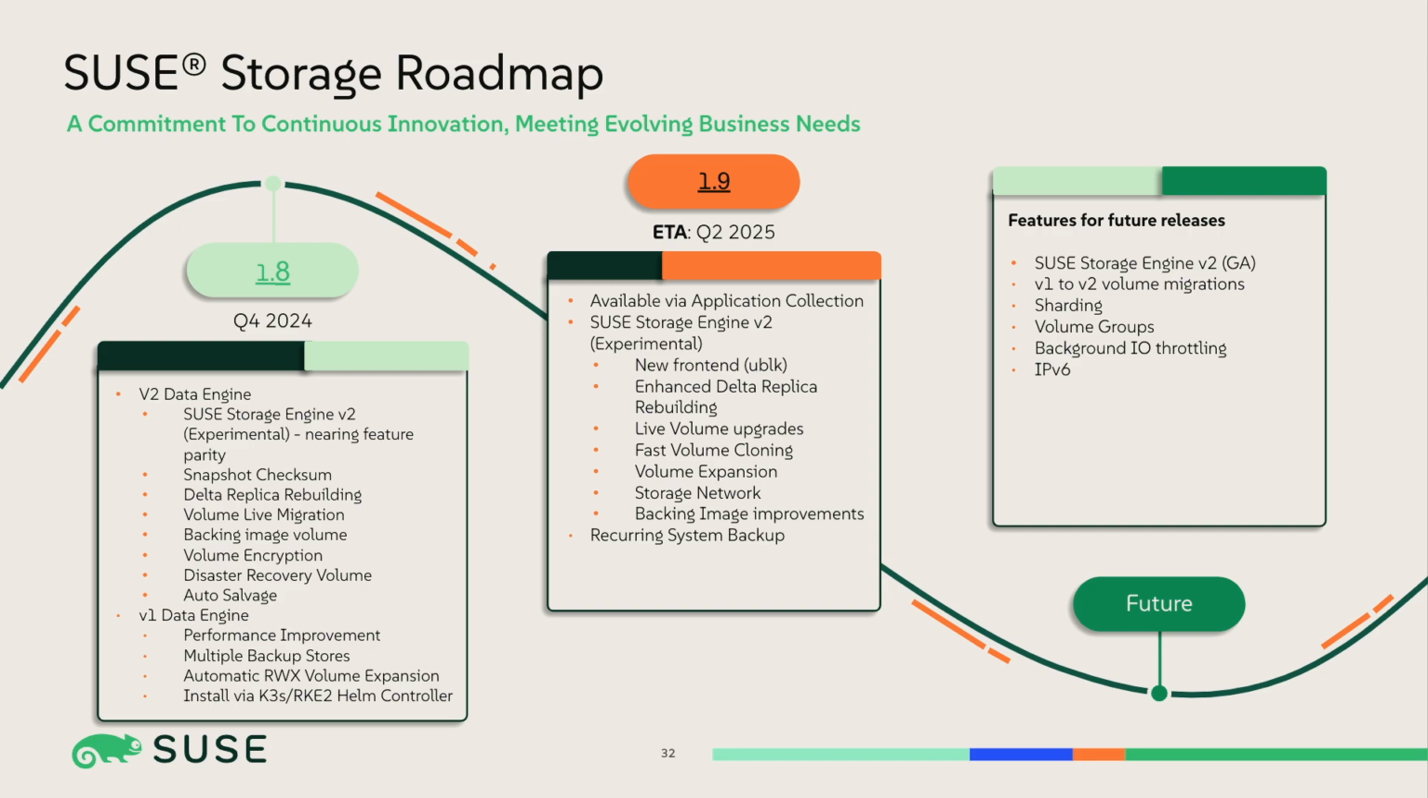Top thing there, available via application collection, so AppCo is kind of colloquial, we call it internally. You'll have seen presentations, hopefully, on the new Rancher application collection tool for deploying applications. You're going to be able to actually install Longhorn via that very shortly as well with 1.9. And then there's a bunch of more features, getting it ready for V2, great.